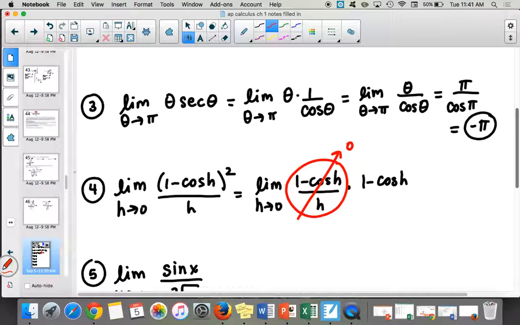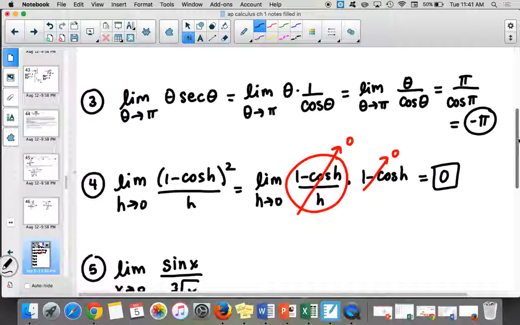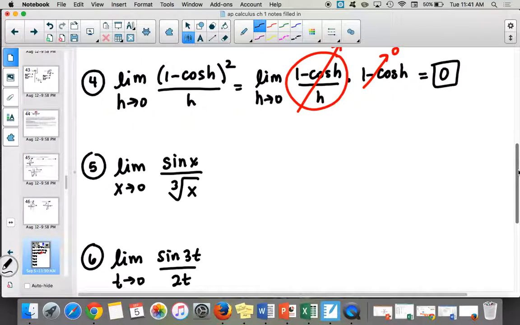So we do get 0 there, and even if this other part didn't go to 0, when I plug in cosine of 0, I get 1. So I get 1 minus 1, which is also 0. But even if it wasn't, we would have 0 times something, so it'd still be 0. Usually that 1 minus cosine of h is a red flag that you're probably going to get 0.